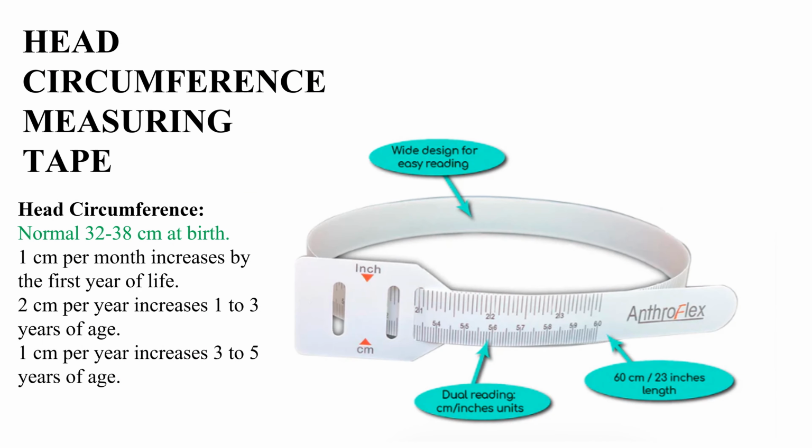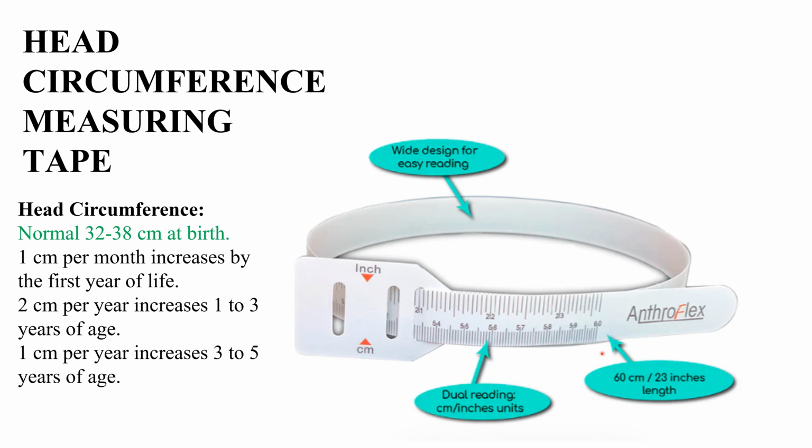As shown here, it is a head circumference measuring tape. It has measurements on it. They are provided with both inches and centimeters, so the results can be taken in either inches or centimeters. So they have dual reading. Sometimes they can be provided with one measurement, but on this scale they are provided with two measurements.